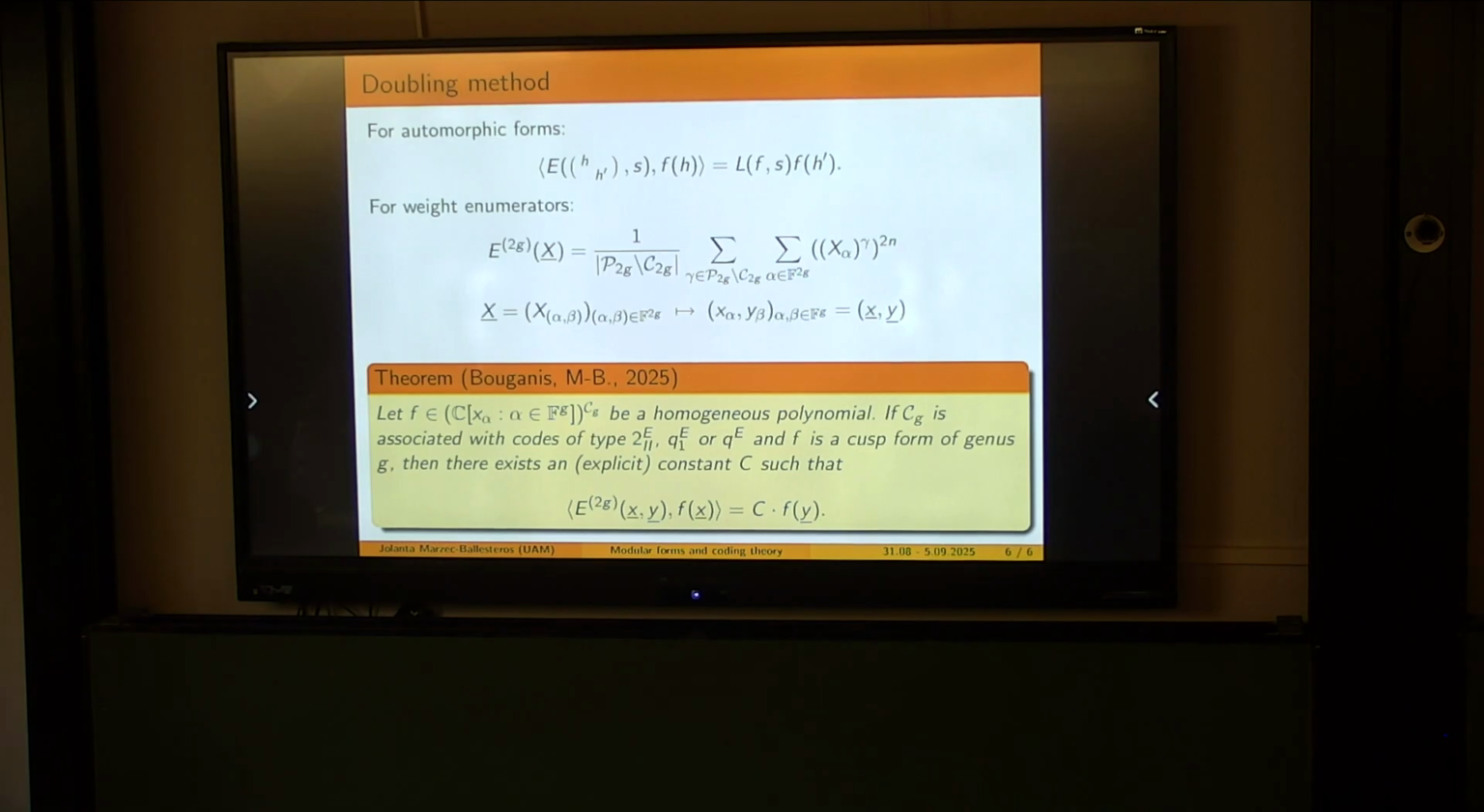Maybe this constant plays the role of some kind of mysterious L-function that's hidden in the world of codes, but we don't know yet what it looks like. So now we want to look at this constant and see, okay, can we actually construct an L-function and do something with it?